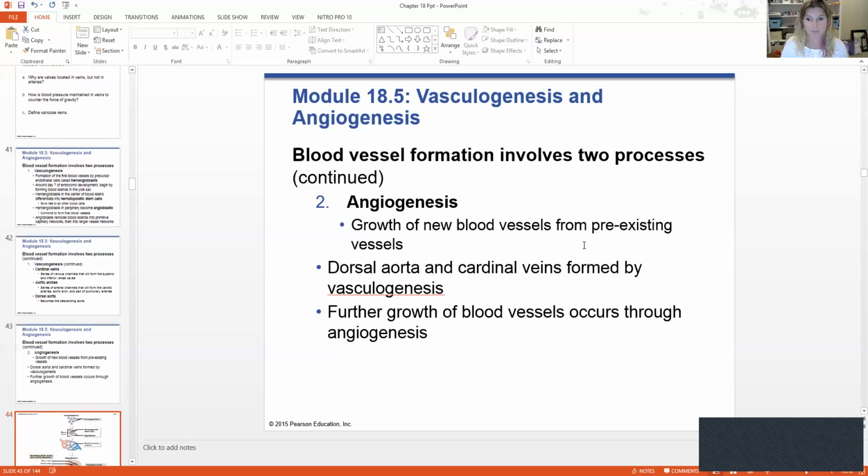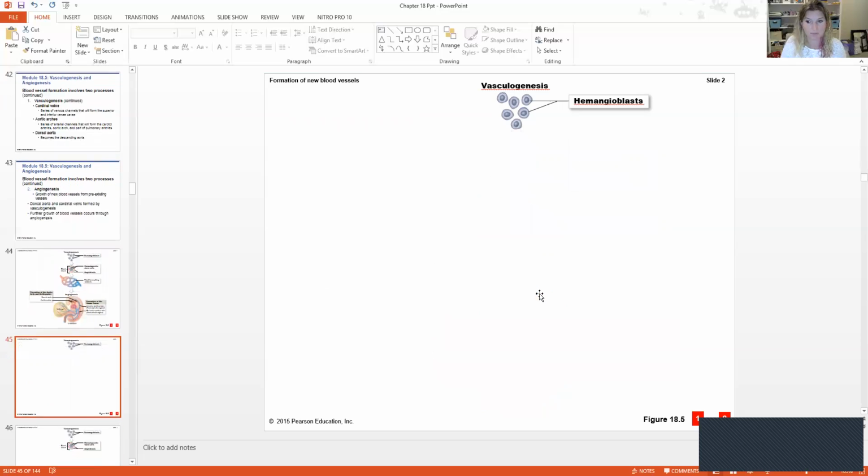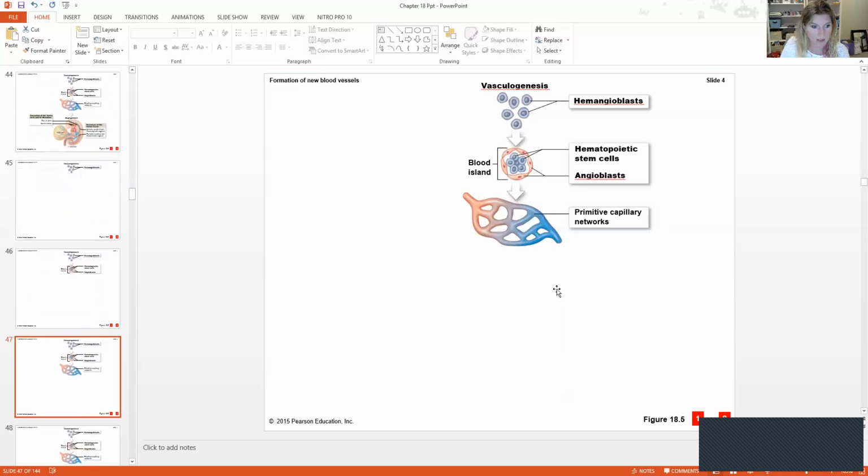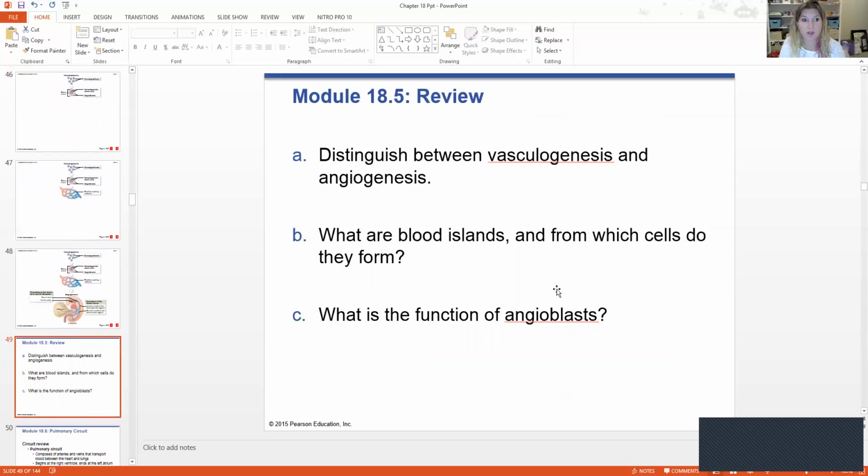throughout the body. So here you see the process with these hemangioblasts scattered throughout the body, a little blood island made of the angioblasts and the hematopoietic stem cells, differentiating into our basic capillary networks and forming vena cava, branches, etc. This is the same process, just one slide at a time. You can pause the video here, go back and review this section if you need to.